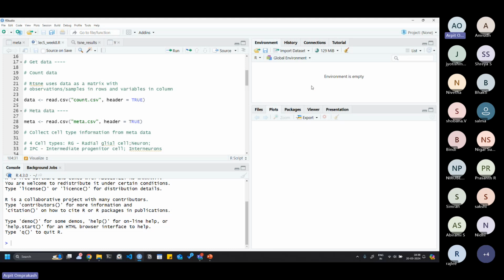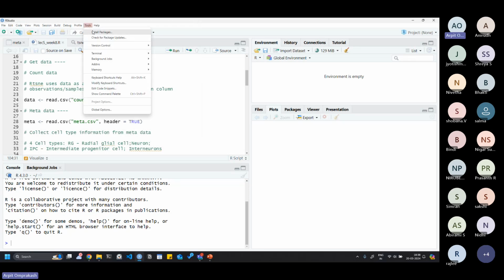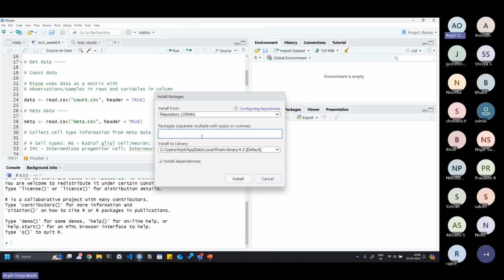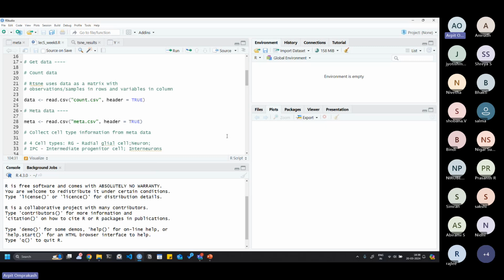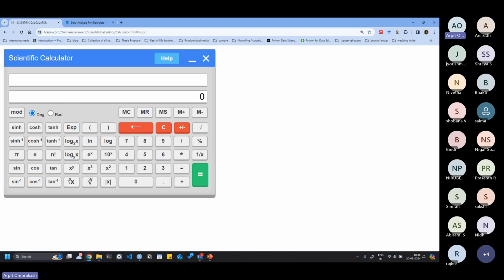This is the environment pane which contains all the environment variables. You can go to session, set working directory, choose directory to set a working directory. You can go to tools, install packages, and type the name of the package to install it. Right. And we talked about basic multiplication, variables, and functions that you can use in R easily.